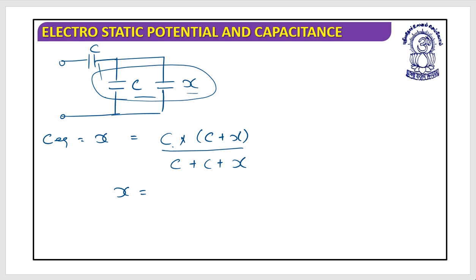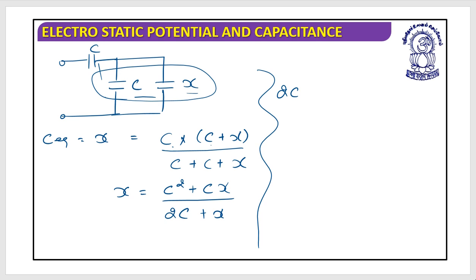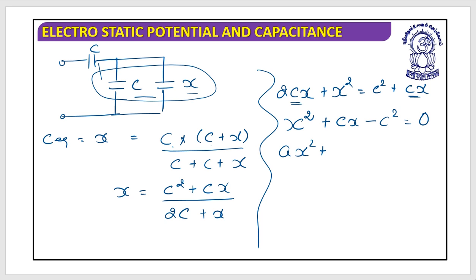So X is equal to C into C square plus CX divided by 2C plus X. So if I solve this it's 2CX plus X square is equal to C square plus CX. So this is X square plus CX, because this is 2CX, this is minus CX, minus C square is equal to 0. As it is a quadratic equation, I can compare this with aX square plus bX plus c equals 0, and I can have a root of this.